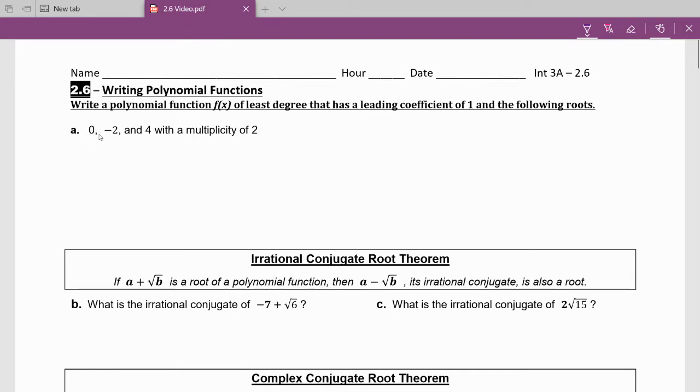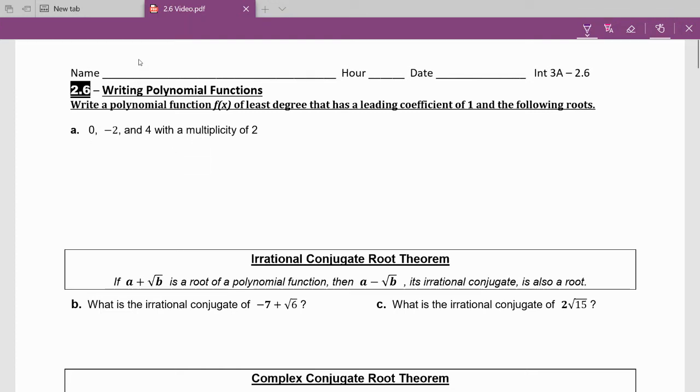Okay, so the directions are to write a polynomial function f of x of least degree that has a leading coefficient of 1 and the following roots. So basically, these are the answers to your x-intercepts on your polynomial graph. We haven't done graphing yet, but when we do, you're going to see that these numbers here are where it's going to cross the x-axis or bounce on the x-axis or touch the x-axis. But I'm getting ahead of myself here. What we want to do is just write the function f of x.